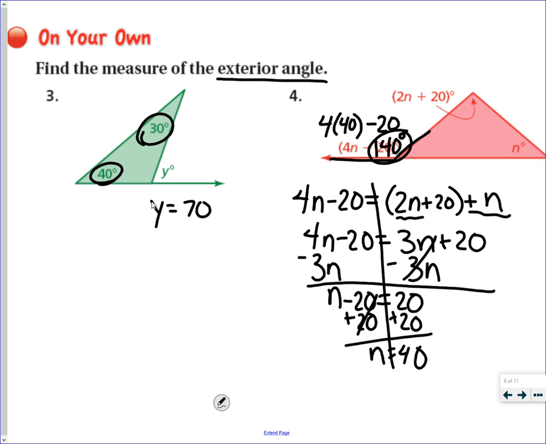If I check the other angles, this is 40 because that's just an n. 2 times 40 would be 80 plus 20 is 100, and 40 plus 100 is 140, just like we have for the exterior angle.